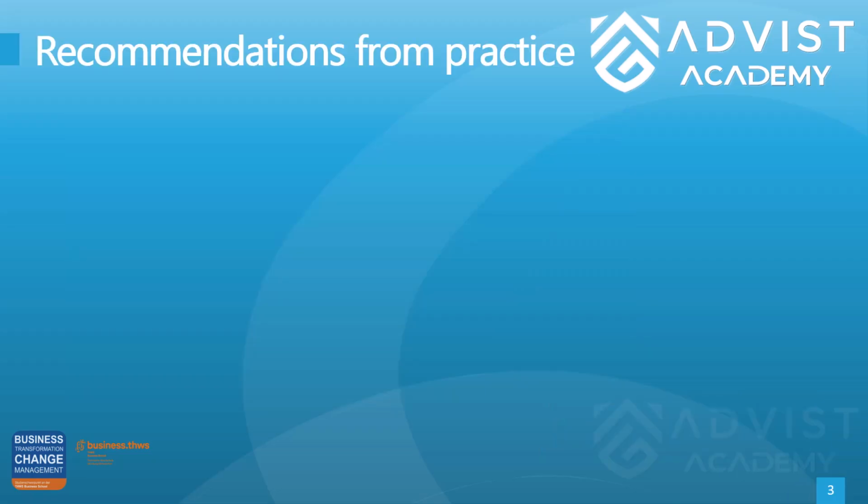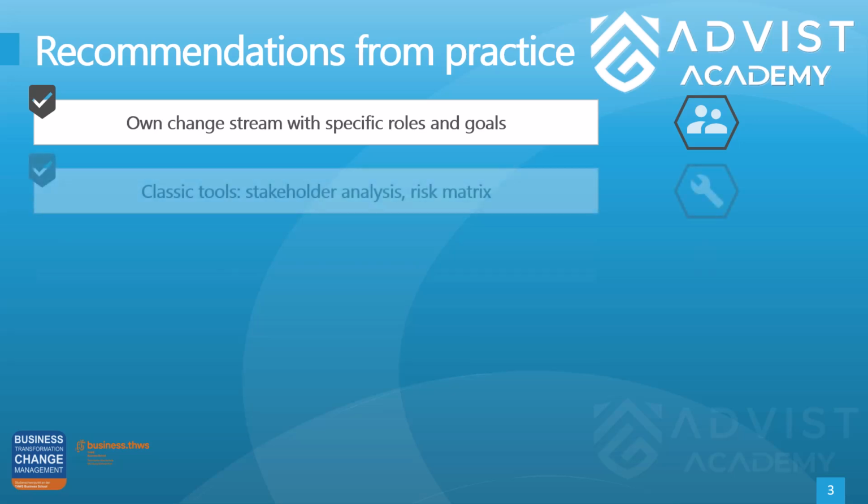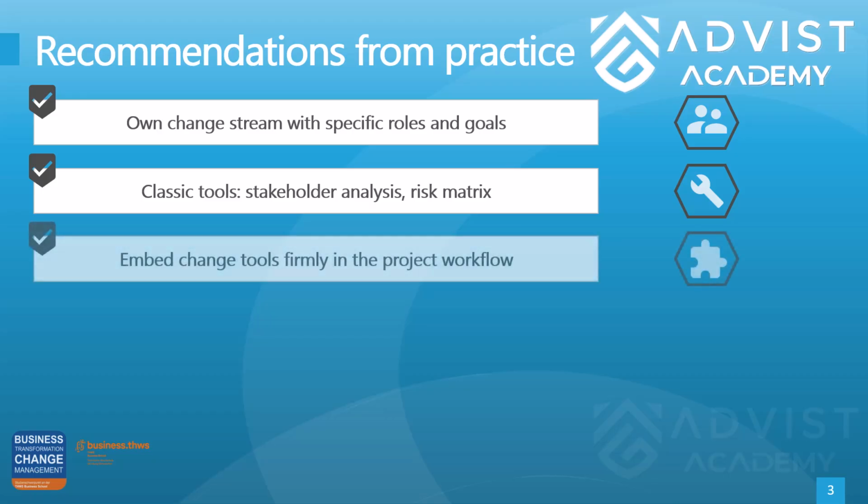A particularly strong recommendation is to establish a dedicated change management stream within the SAP Activate model, with its own roles, objectives, and measures. Classic tools such as stakeholder analyses or risk matrices are useful for identifying and involving affected groups in a targeted manner. These tools should not only be used as add-ons, but be firmly integrated into the project process.